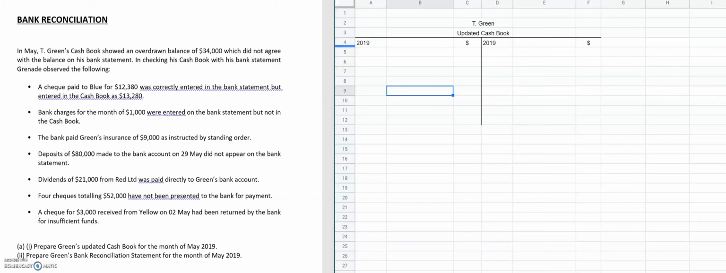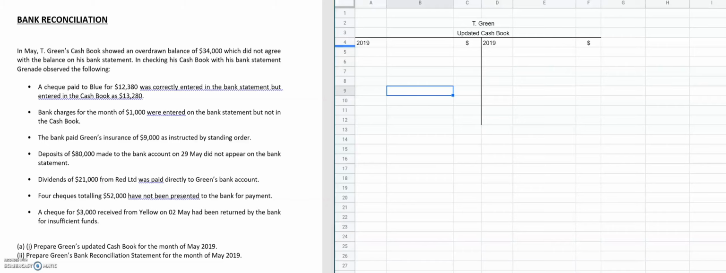overdrawn balance of $34,000. This simply means that T Green had an arrangement with the bank where T Green was allowed to withdraw more from his bank account than he actually had in his bank account. He would then have to repay this amount that he overdrew, and he would repay this at interest.